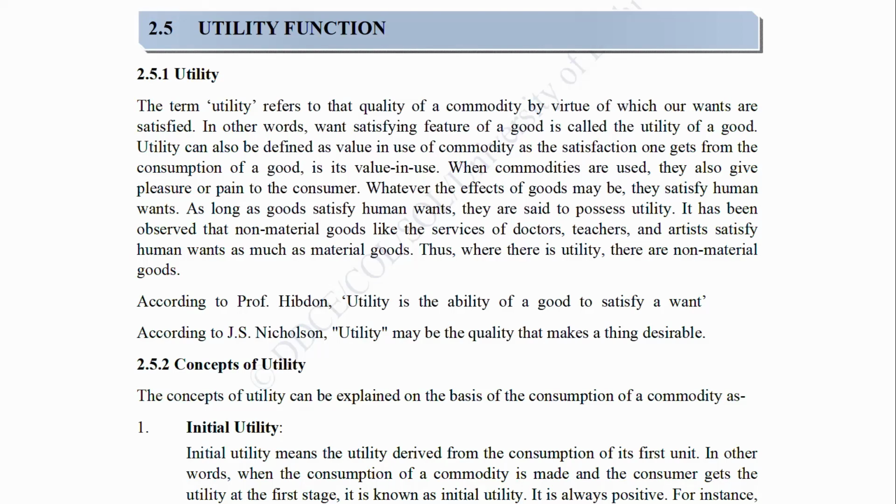When commodities are used, they also give pleasure or pain to the consumer. Whatever the effects of goods may be, they satisfy human wants. As long as goods satisfy human wants, they are said to possess utility. It has been observed that non-material goods like the services of doctors, teachers, and artists satisfy human wants as much as material goods. Thus, where there is utility, there are non-material goods.